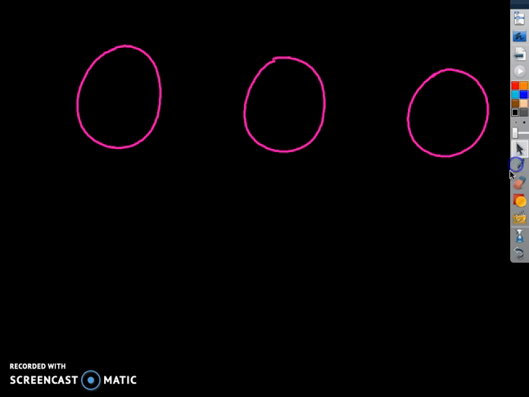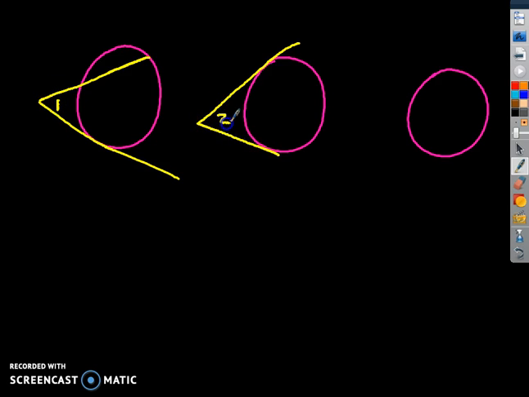New theorem. All right, suppose I had an angle formed by a tangent line, so it's a tangent and a secant. Or if I had two tangents, an angle formed by two tangents. Let's call this angle 1. Call this angle 2.